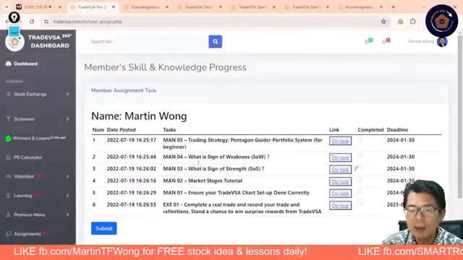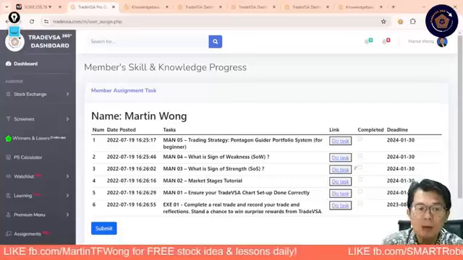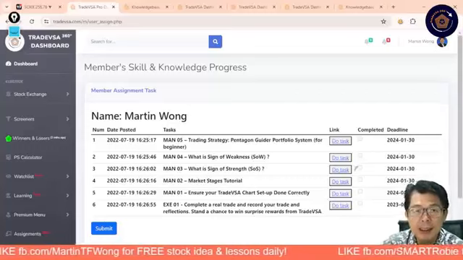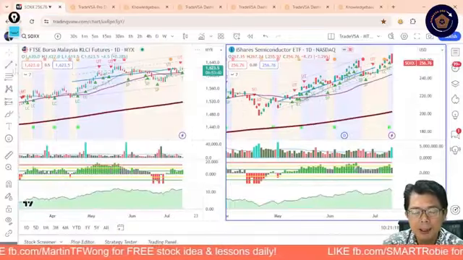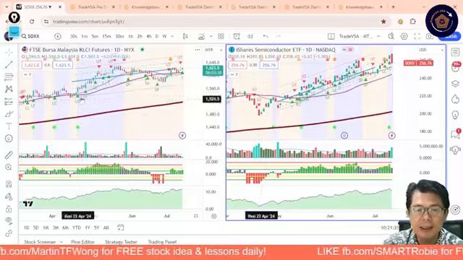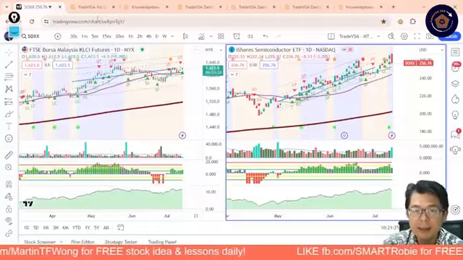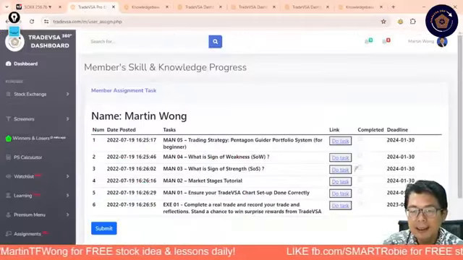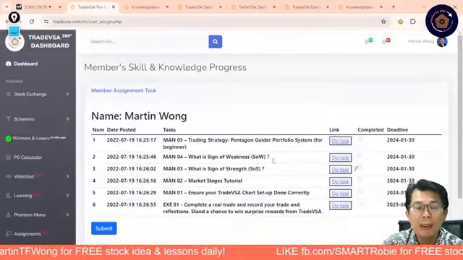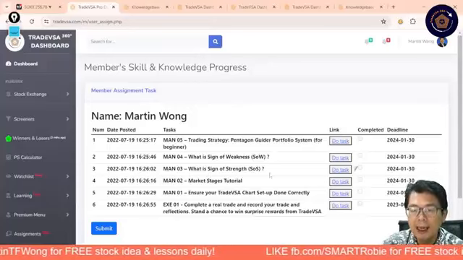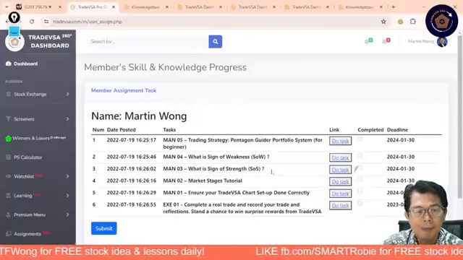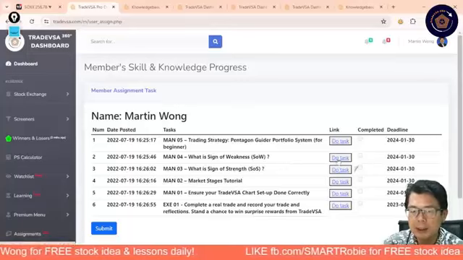Then we have the one covering the sign of weakness. That's the little red triangle that you see in all our Pentagon guided charts. You can see the green and then the red triangle here. The red down triangle is the sign of weakness, and the sign of strength is the up triangle. We do have explanations here.